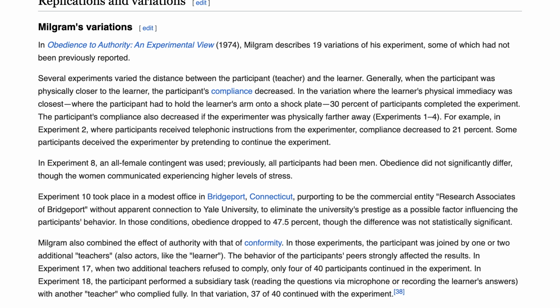In experiment 17, when 2 additional teachers refused to comply, only 4 of 40 participants continued in the experiment. In experiment 18, the participant performed a subsidiary task, reading the questions via microphone or recording the learner's answers, with another teacher who complied fully. In that variation, 37 of 40 continued with the experiment.